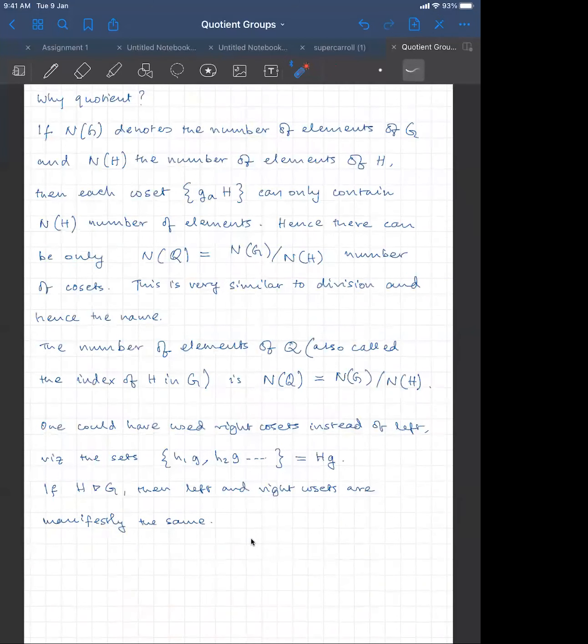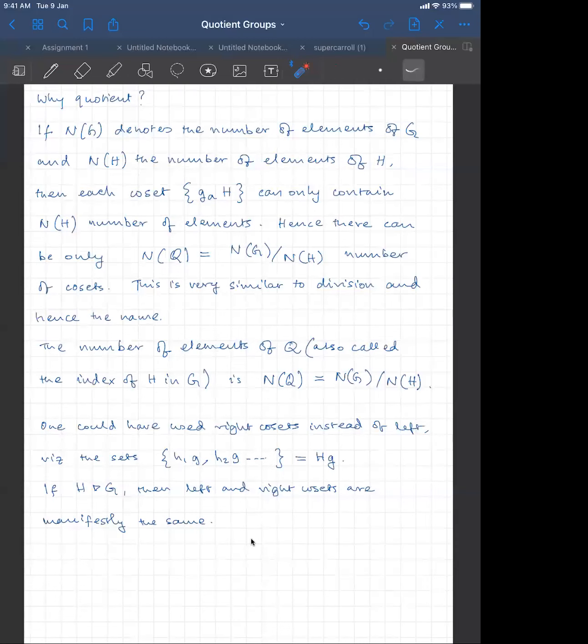Now, we need to figure out why the name is what it is. So for that, let us denote NG as the number of elements of the group G, and NH as the number of elements of the group H. Now remember that for each coset, we have ga multiplying H, right? So each coset gaH can only contain the number of elements that are already there in H. So hence, each coset will also have NH number of elements. And ultimately, there can be NQ, which is equal to NG by NH, this number of cosets, because in each coset, the number of elements is NH.